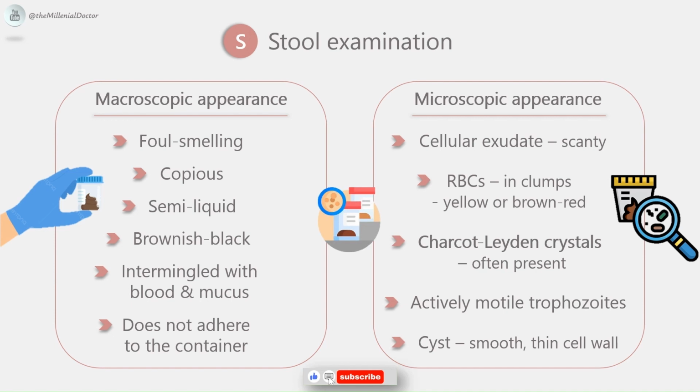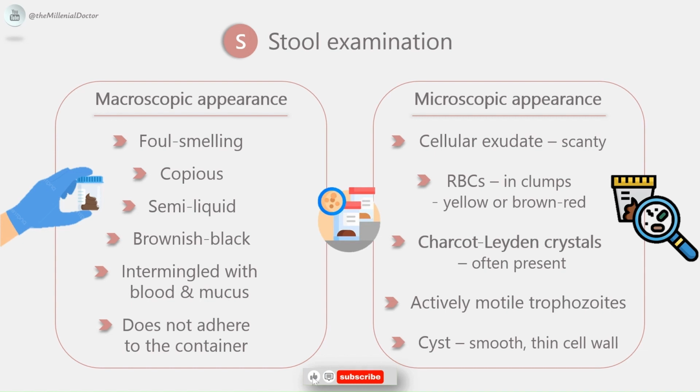Macroscopic appearance: the stools are foul smelling, copious, semi-liquid in consistency, brownish black in color, cellular and intermingled with blood and mucus, and they do not adhere to the container. Microscopic study, the findings: the cellular exudate is scanty and consists of only the nuclear masses, that is pyknotic bodies, of a few pus cells, epithelial cells and macrophages. The RBCs are in clumps and yellow or brown red in color. Charcot-Leyden crystals are often present. These are diamond-shaped, clear and refractile crystals. Actively motile trophozoites throwing pseudopodia can be demonstrated in freshly passed stool.